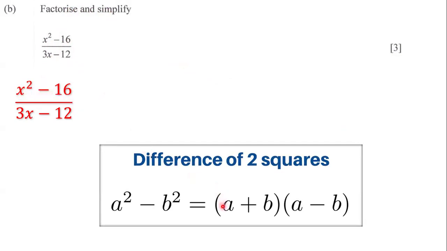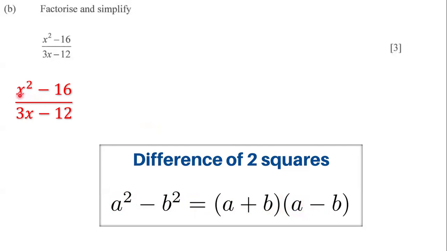And the difference of two squares formula says that a squared minus b squared is equal to a plus b multiplied by a minus b. And so what the difference of two squares formula is basically telling us is that if we have a squared minus b squared, all we need to do is take the square root of a squared, which is a, and then we take the square root of b squared, which is b, and then we add them, and then we subtract them, okay?